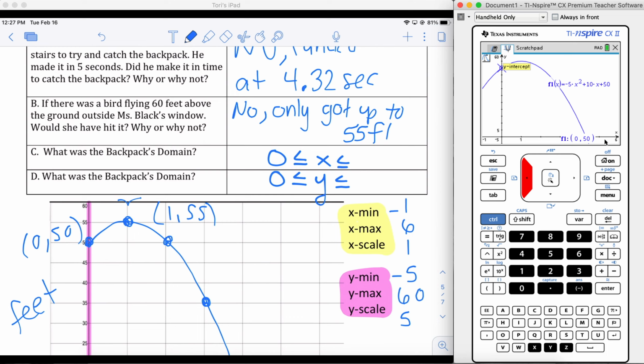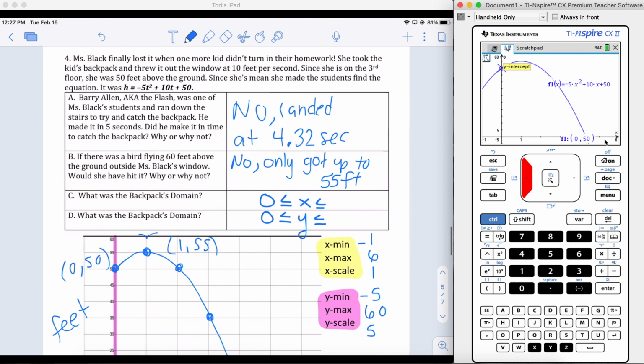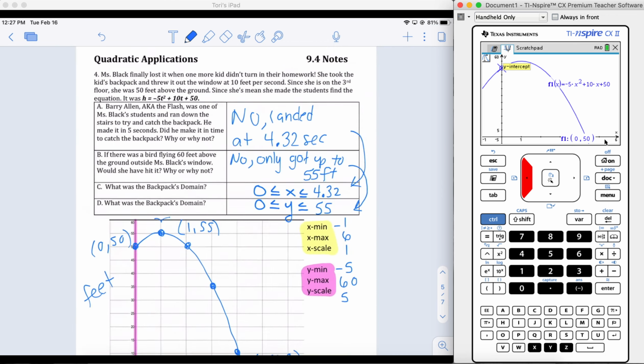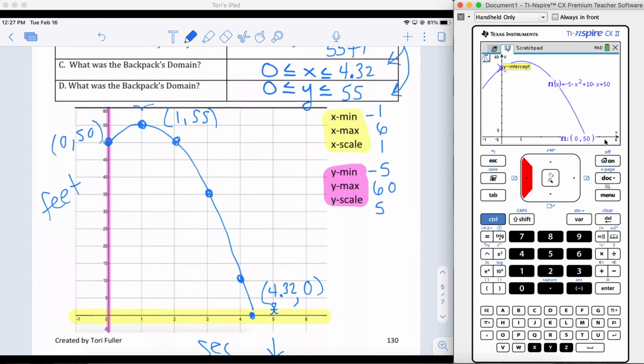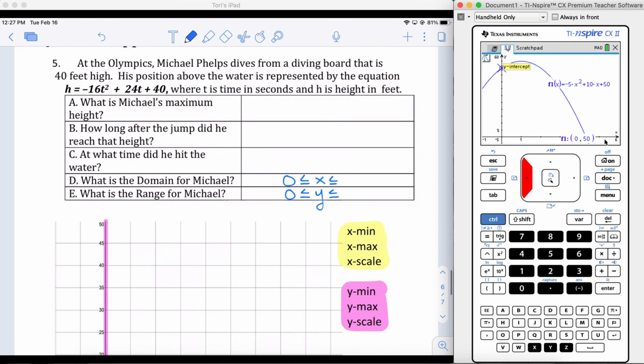Oops, feet. All right. Remember that domain goes from 0 to where it landed, so we can just copy that number, 4.32. Range goes from 0 to the highest it got, 0 to 55. Okay. If you missed anything on this problem, go ahead and pause it, copy it down. We're going to the very last one, guys. Good work so far. All right, down all the way to the bottom.